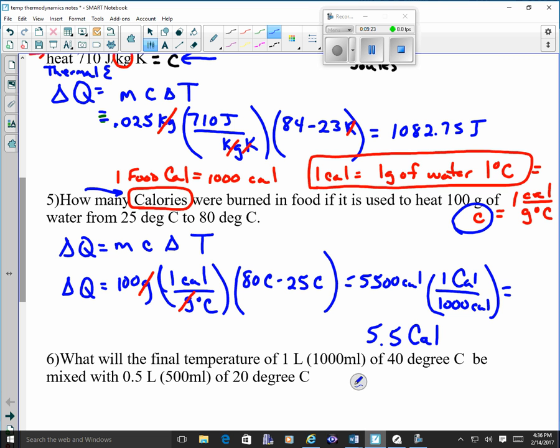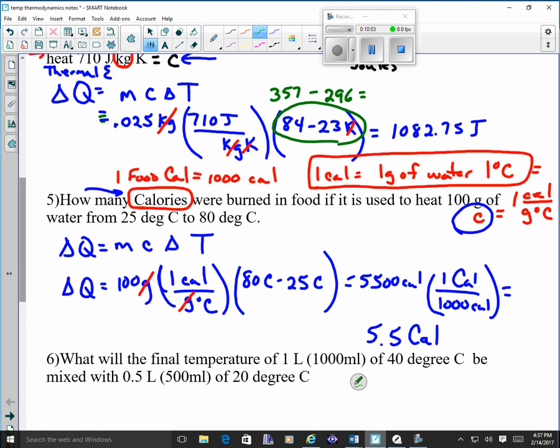Now, I want you to take a look back up at number 4, where it says here, 84 minus 23 Kelvin. You're probably saying, well, that 84 degrees was in Celsius, and that 23 degrees was in Celsius. And I put a K here. Well, if I changed that 84 to Kelvin, if I added 273 to that, I would get 357. And if I added 273 to this 23, I would get 296.